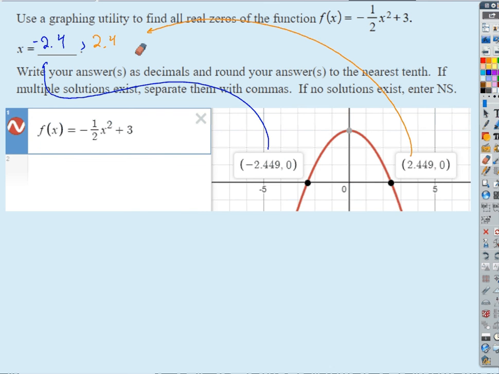Okay, makes sense? And then what if the parabola never crossed the x-axis? Well, then there would be no real solutions. Right? Questions on that? And we've already done stuff like that, but I just wanted to remind you that we can use technology to solve these quadratic equations. Okay, now let's focus on how we can do this using factoring.